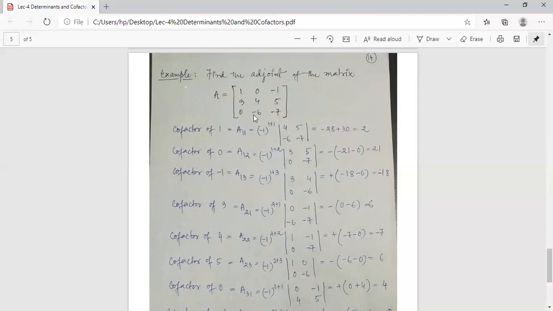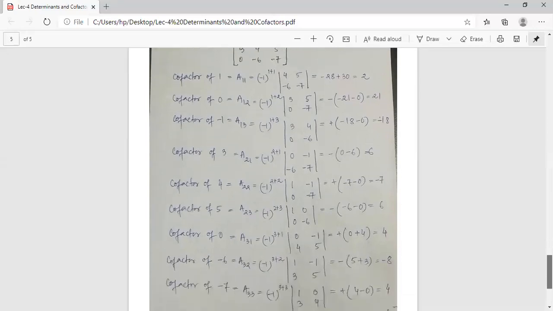Similarly, the cofactor of 4. Just 4 is in the position a22, so its sign will be -1 to the power 2 plus 2, and then exclude the corresponding row and corresponding column, and then find the determinant of the remaining terms 1 minus 1, 0, -7. So 1 into -7 minus 0, so it will be -7. In this way, we will find the cofactor of every element.